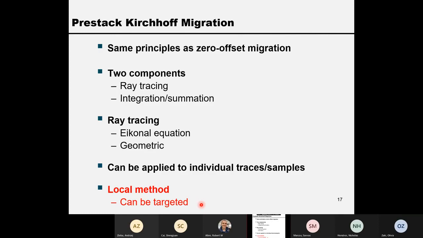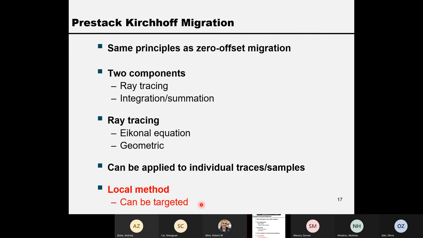Also, if you have done the migration and you suspect the image is not right, you can redo that migration for that small portion. So you can always go back to the local migration. This is important that I mention, because when we talk about different methods later, with some methods we cannot do that. If we want to redo migration, you need to do the whole thing. You cannot do it piece by piece. But for the Kirchhoff migration, you do have such flexibility. That's why this method is quite routinely used in the industry.